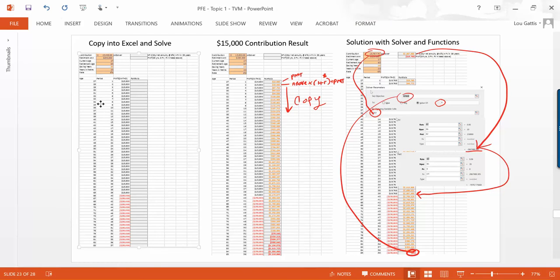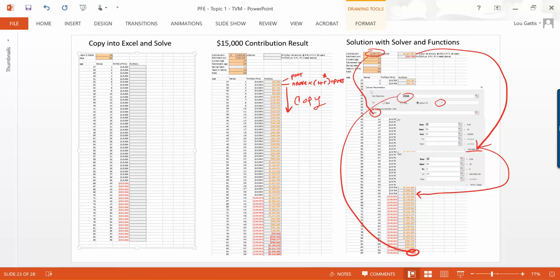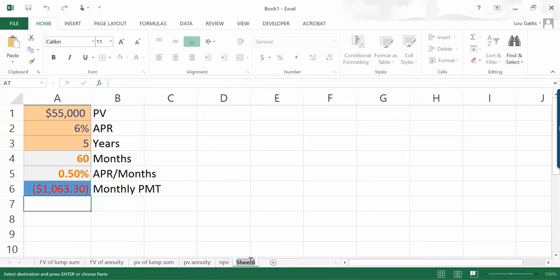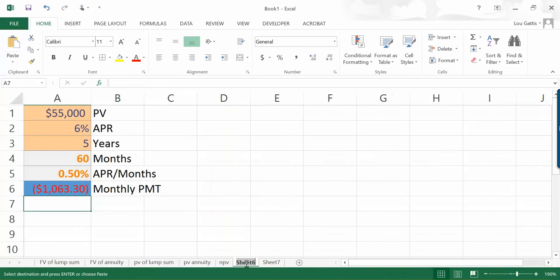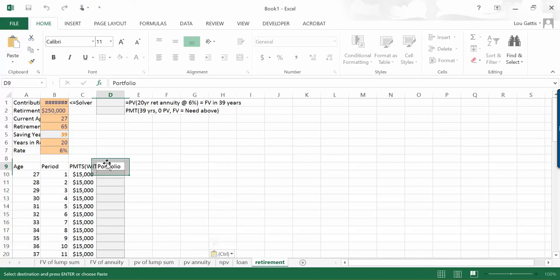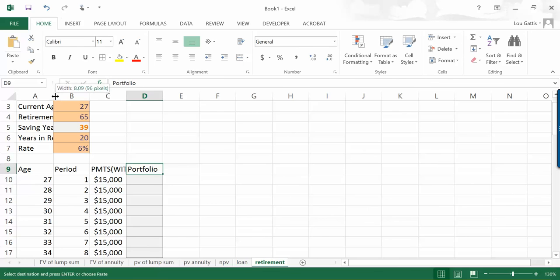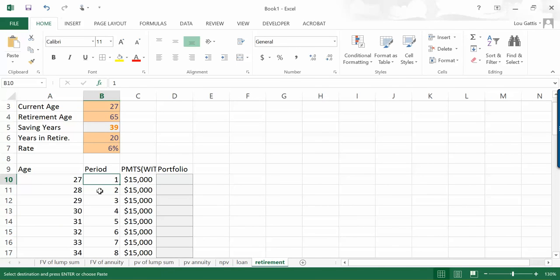Now, if we go to the next worksheet, let me just grab this data, so it's going to save us a lot of time. So here's the inputs in this problem. I'm going to copy this, add a worksheet and paste it. Let me call this one loan, and let's call this one retirement. So in this problem, you're going to be 27 in 1 year. We'll call that 1 year from now, period 1.